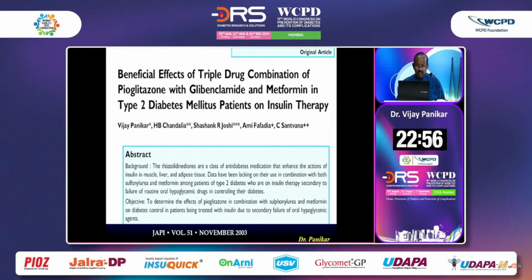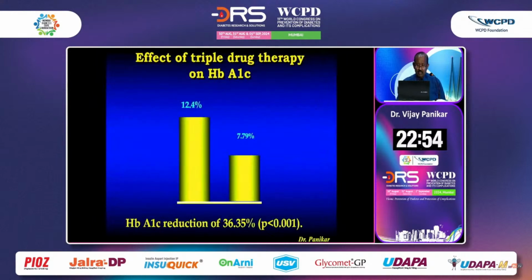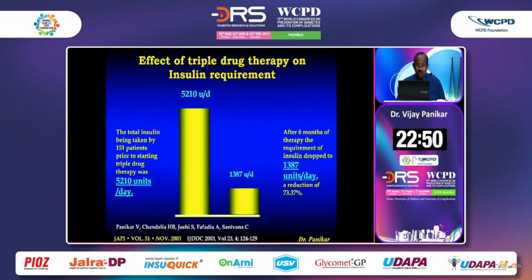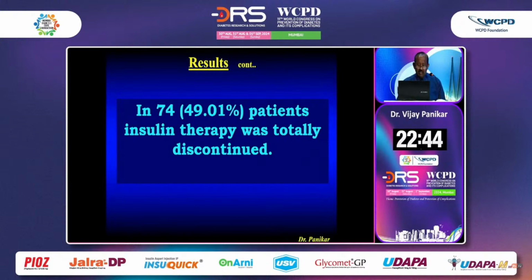And what did we find? That HbA1c came down very nicely. The insulin requirement reduced by almost 73%. These are all patients who are on insulin. And in almost 50% of patients, the insulin was discontinued.